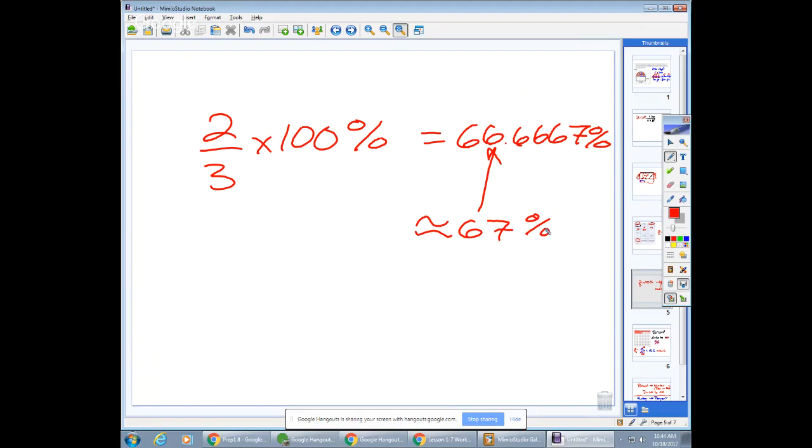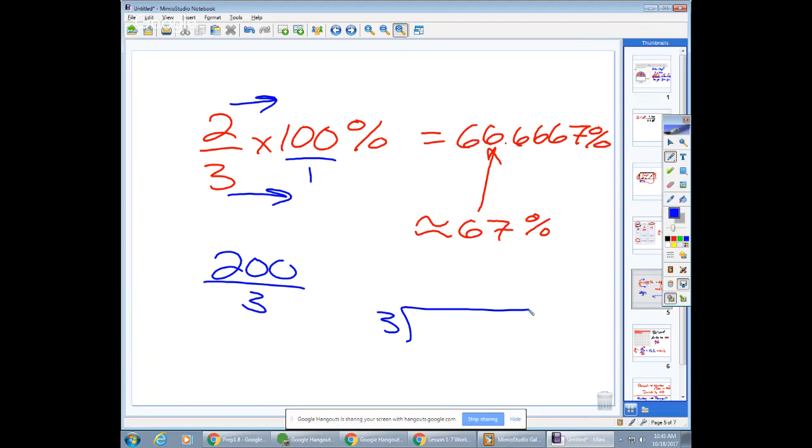Without a calculator, just for fun, I could view this as 100 over 1. And when we multiply fractions, we go straight across the top, straight across the bottom. So 2 times 100 is 200. So I need to take 3 into 200. Usually in a situation like that, I whip out long division. 3 goes into 200. Let's see, 3 goes into 2, it doesn't. 3 goes into 20. 6 times? 6 times 3 is 18. And then I subtract, and I get another 20, right?